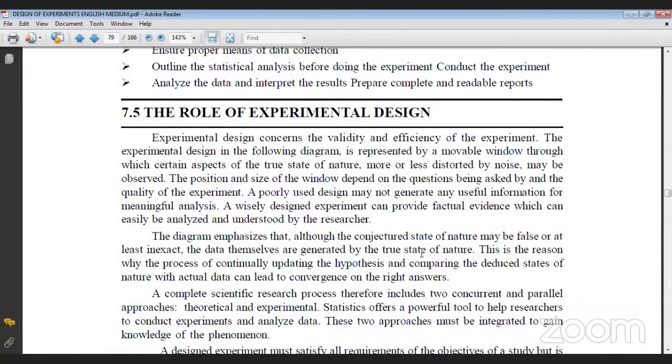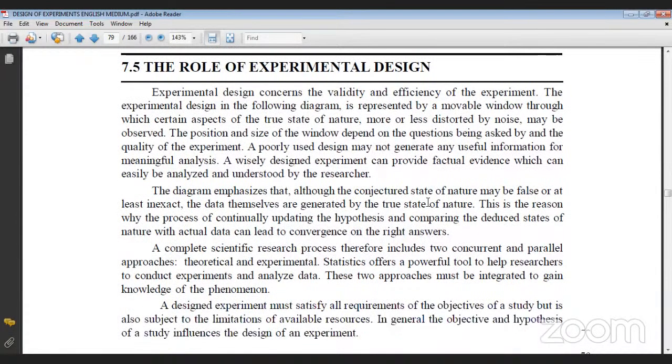The diagram emphasizes that although the conjectured state of nature may be false or at least inexact, the data themselves are generated by the true state of nature. This is the reason why the process of continually updating the hypothesis and comparing the predicted states of nature with actual data can lead to convergence on the right answers. The complete scientific research process, therefore, includes two parallel approaches: theoretical and experimental. Statistics offers a powerful tool to help researchers conduct experiments and analyze data. These two approaches must be integrated to gain knowledge of the phenomena.